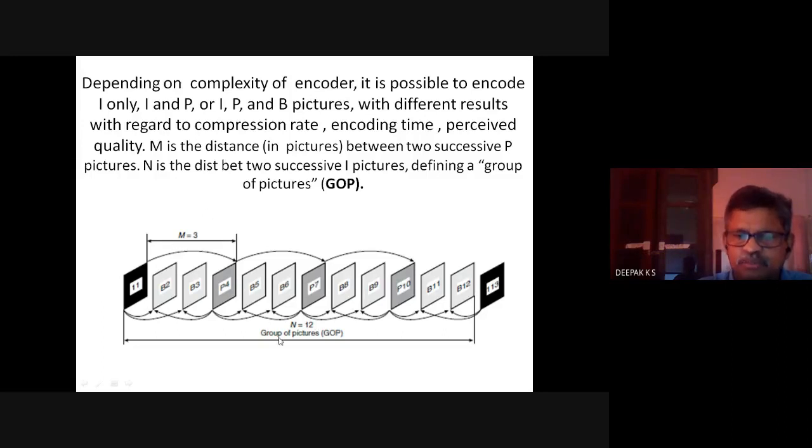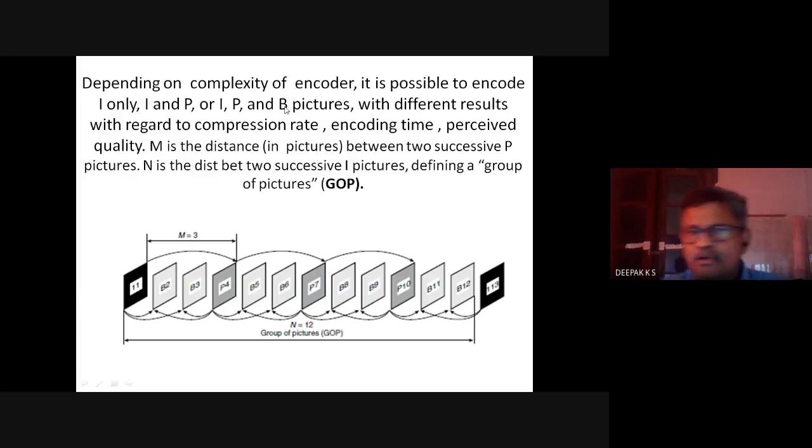So there are two metrics, one is N between two I pictures and M between two P pictures. However, I don't know why it is shown between I and this P. Normally it is defined between two P pictures, the distance is 3. So you have two B pictures between two P pictures, a total distance of 3 between two P pictures here also, and between two I pictures you have 12 pictures. These are a combination of P and B.